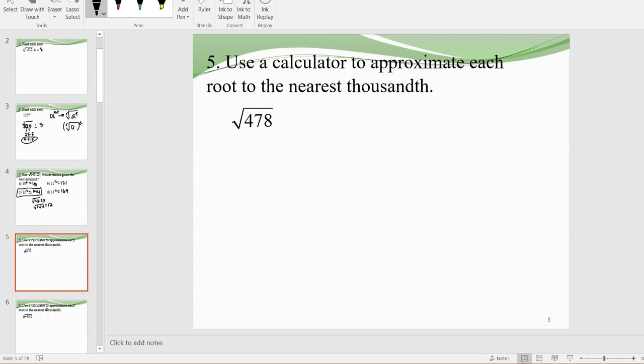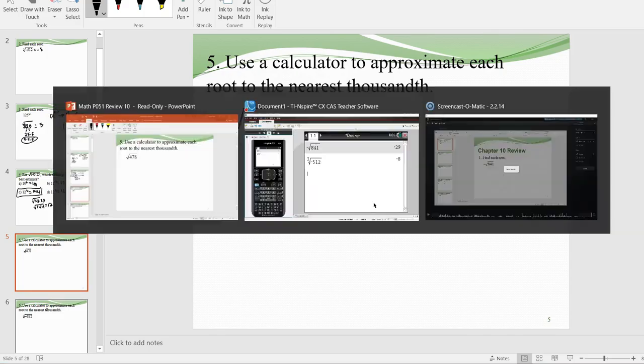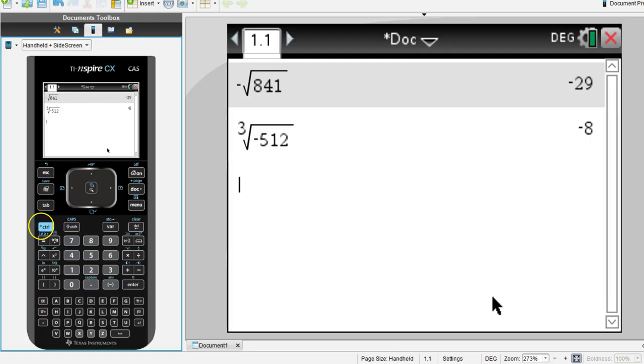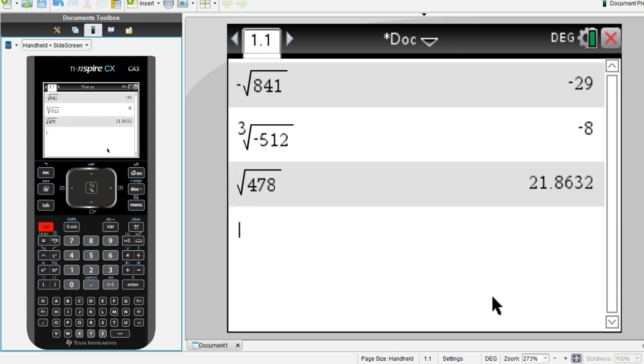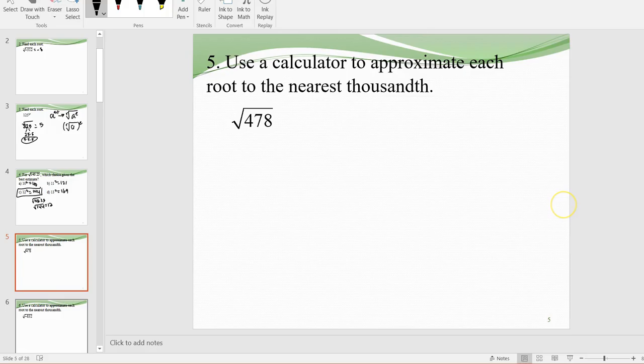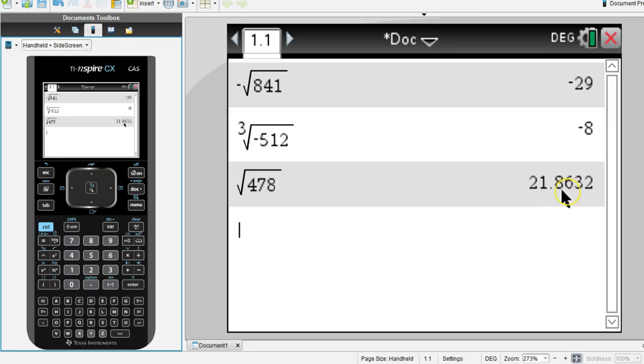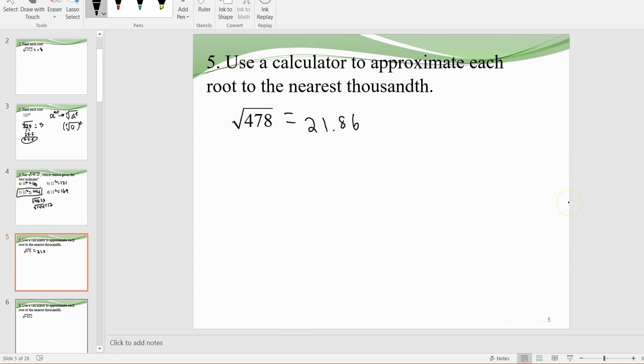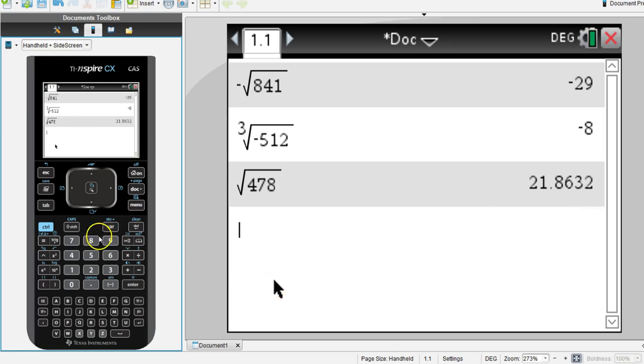We're going to approximate this, so the square root of 478. This is not going to be a pretty number. Square root of 478, 21.86. Tenths, hundredths, thousandths, so how about 863? Okay, we could check this. This number squared should give us 478.